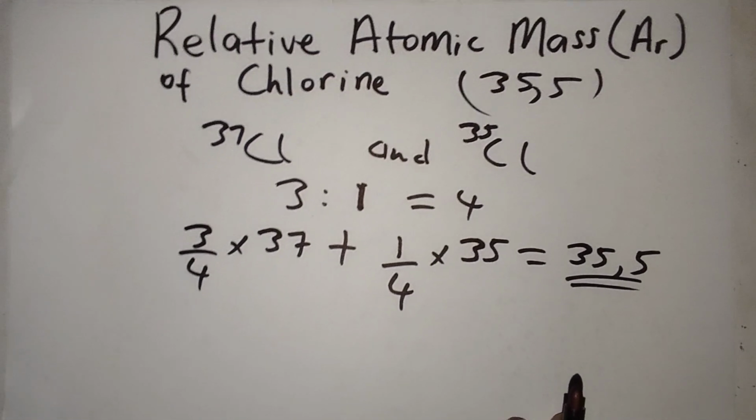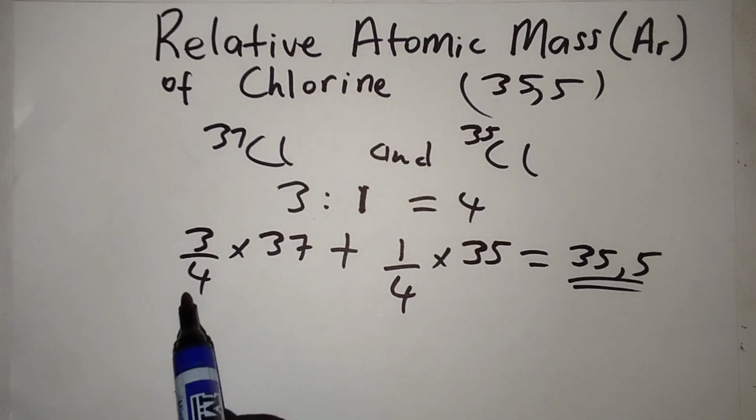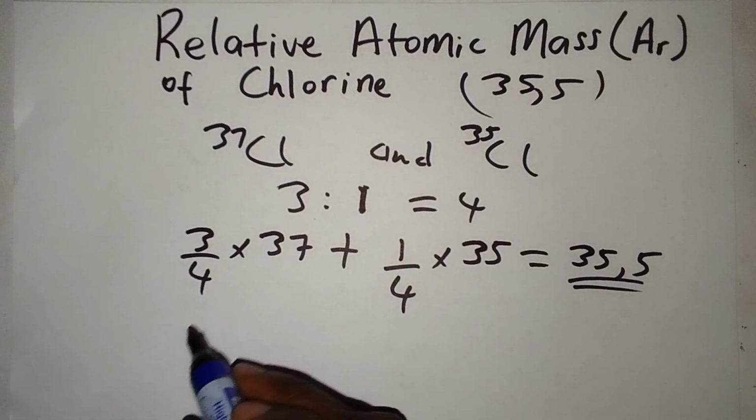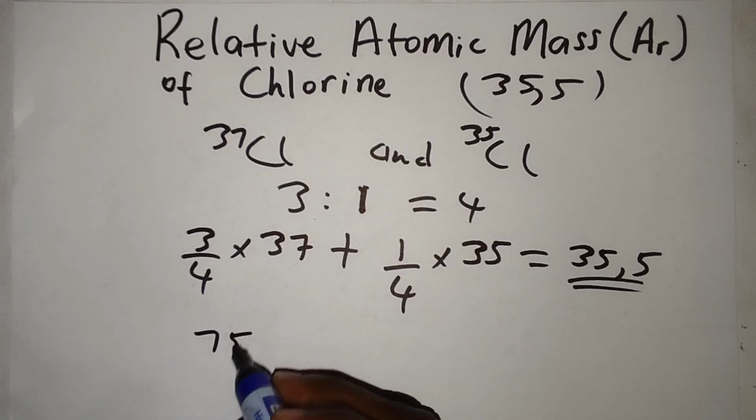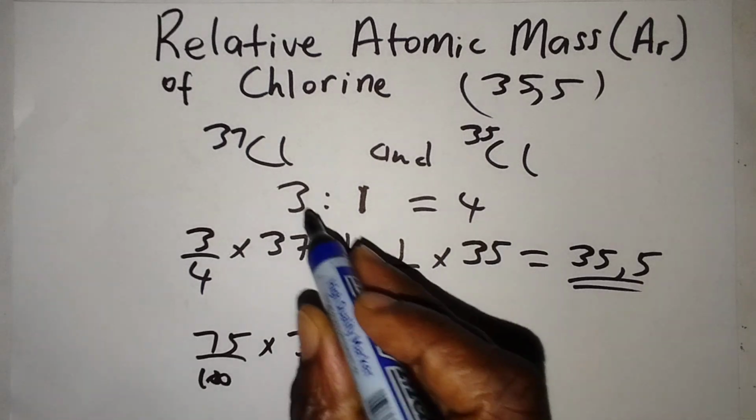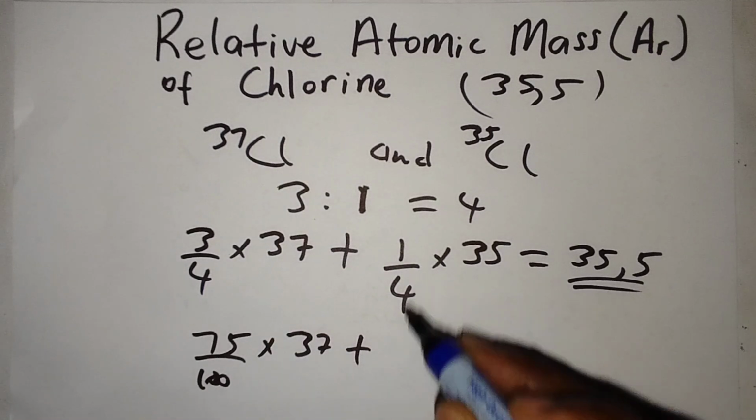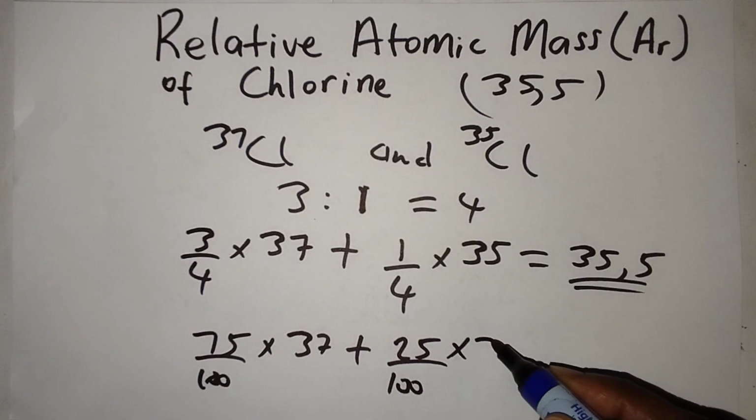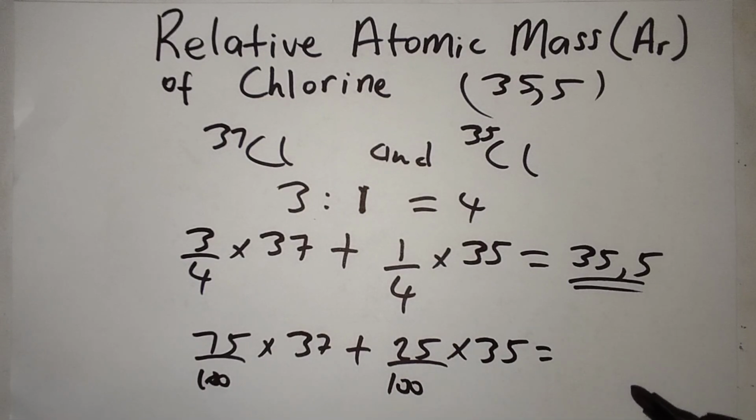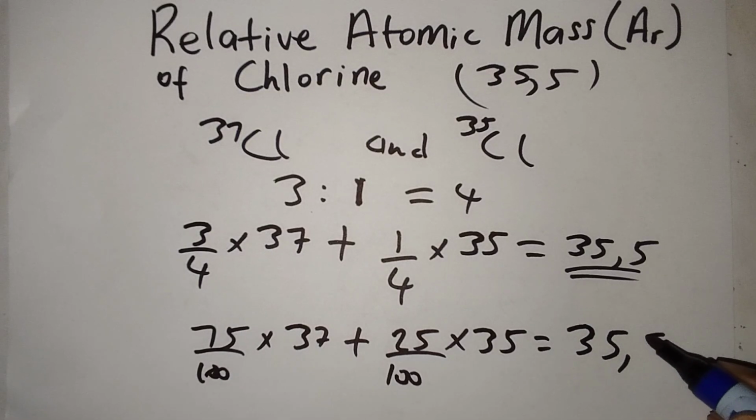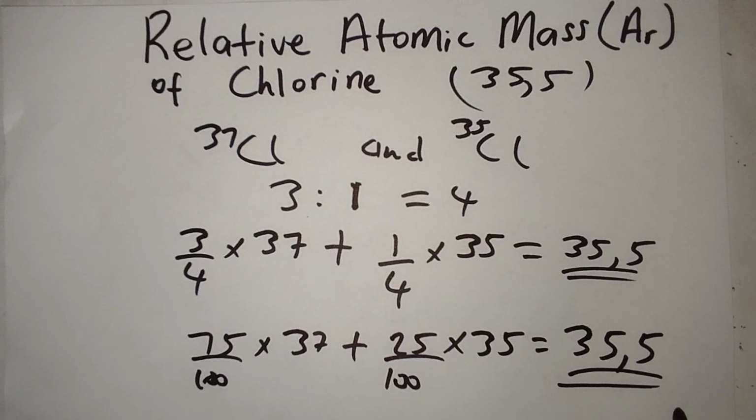If you're using percentages, you know that 3 over 4 is 75%. So you can calculate using percentages. 75%, that's 3 over 4, which is 75 out of 100, multiplied by the mass of the chlorine isotope 37, plus 1 over 4, which is 25 out of 100, multiplied by 35. You'll get the same result, that's 35.5.